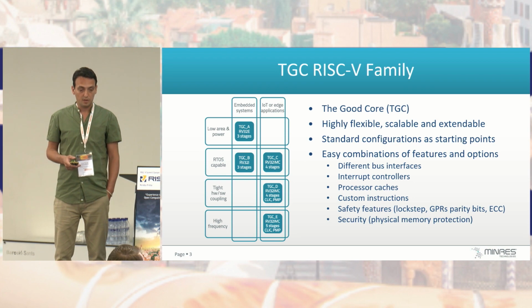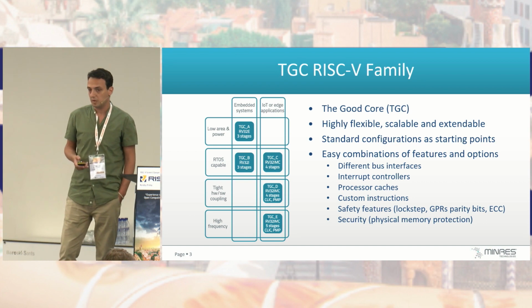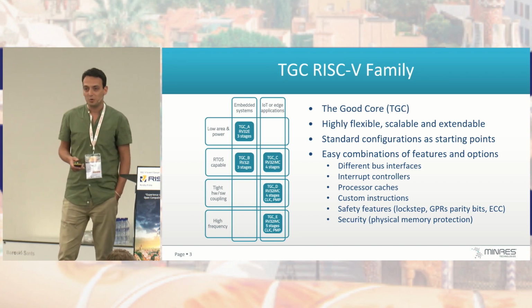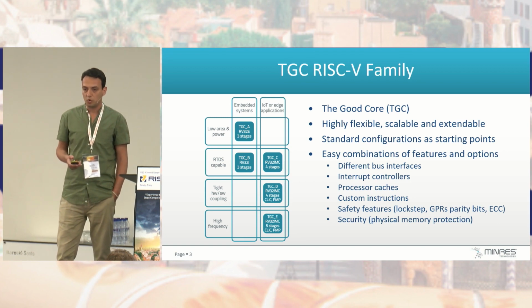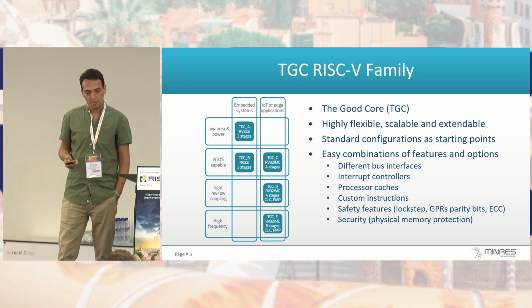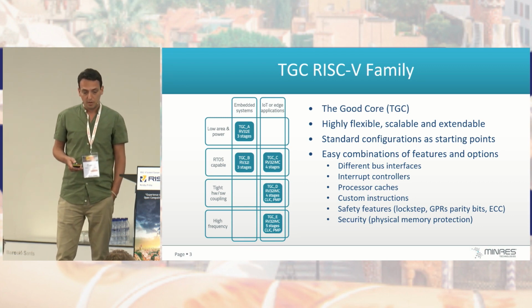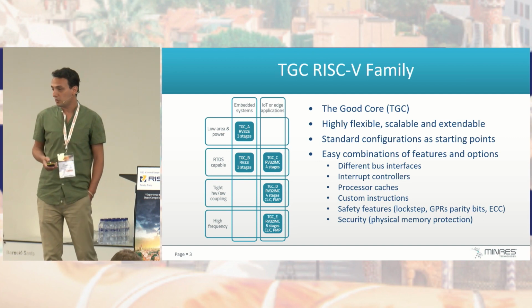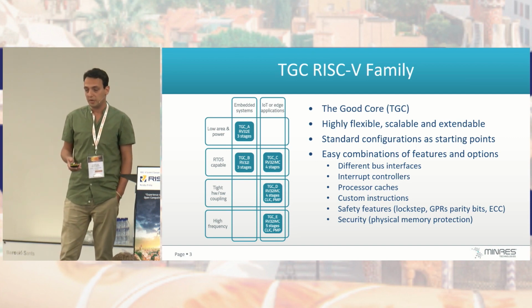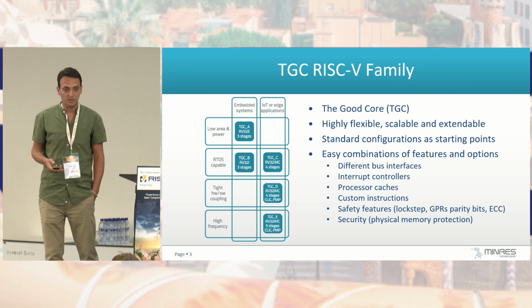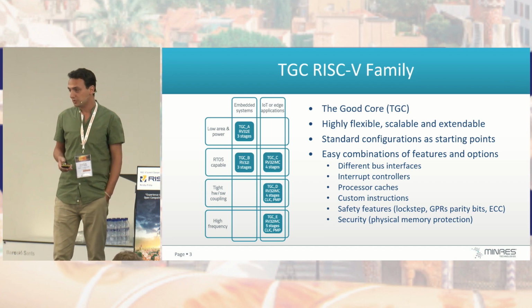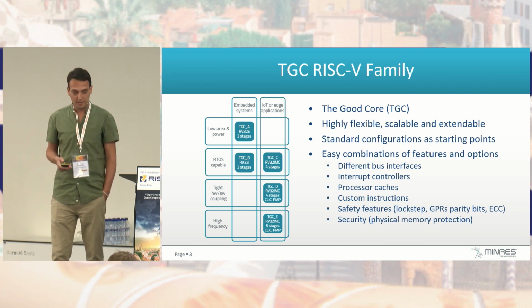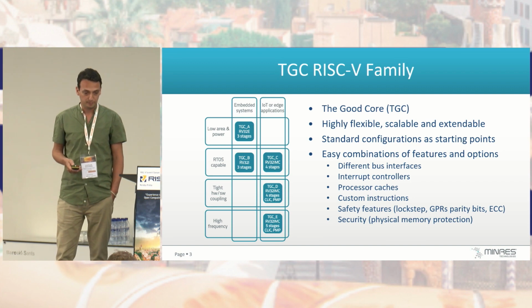So building such a flexible core family is quite a big task for a small company like ours, but ensuring the quality of these cores is even a bigger challenge. So the question was, how can we verify all combinations, all these cores with custom instructions in the most efficient way? And we found an answer in reusability and high level of automation.